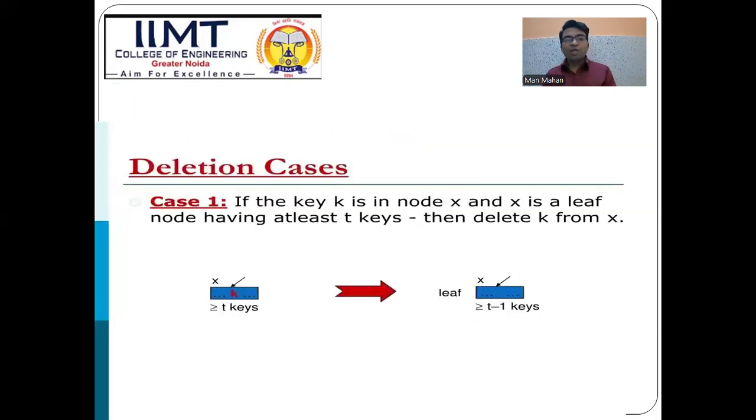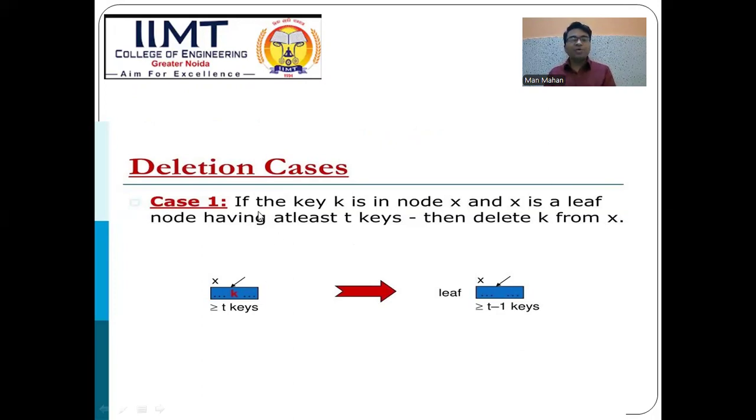Now deletion has different cases, which we discussed previously as case 1, 2 and 3, depending on whether the particular node is a leaf node and whether its sibling has the minimum number of keys, m by 2. We repeat the process in the deletion cases.